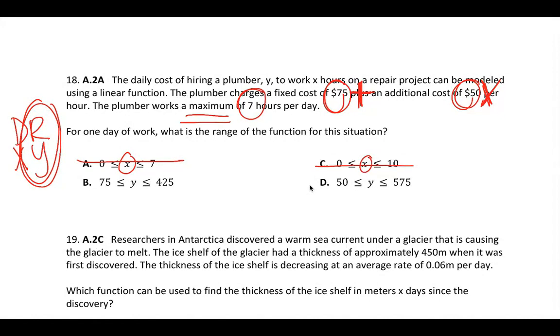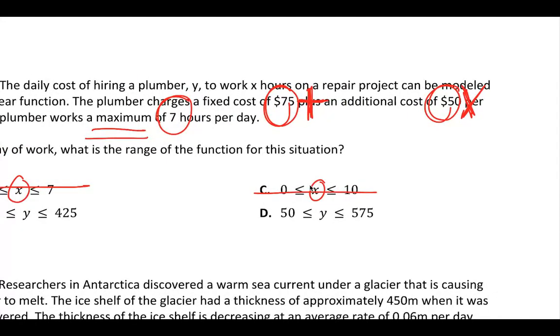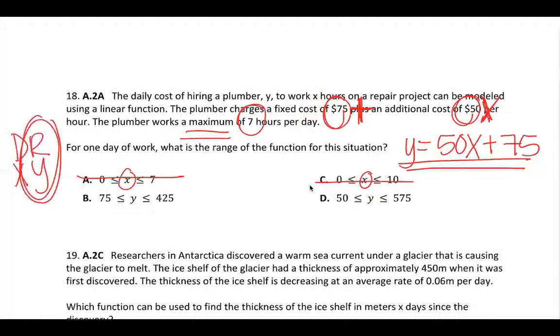So if you had no idea what was happening and all you knew was range was Y, we got a 50-50 shot. I'm going to write the equation for this. So in order to find what he charges, it's going to be 50 times however many hours plus the fixed cost of 75. So that's the equation.